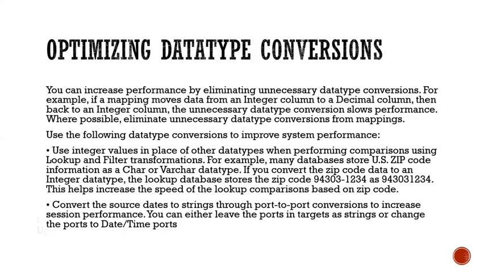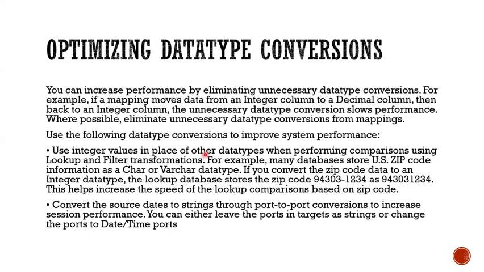Here is a point for conversion. Conversion means data type conversion, like integer or date. You can increase the performance by eliminating unnecessary data type conversion. Someone might use an unnecessary conversion to decimal or something, but that is of no use. So don't do that. If your mapping moves data from an integer column to decimal, then back to an integer column, then unnecessary data type conversion slows performance. Where possible, eliminate unnecessary data type conversion from the mapping.